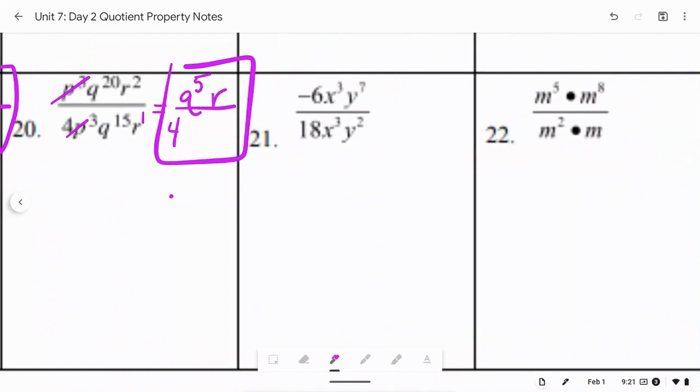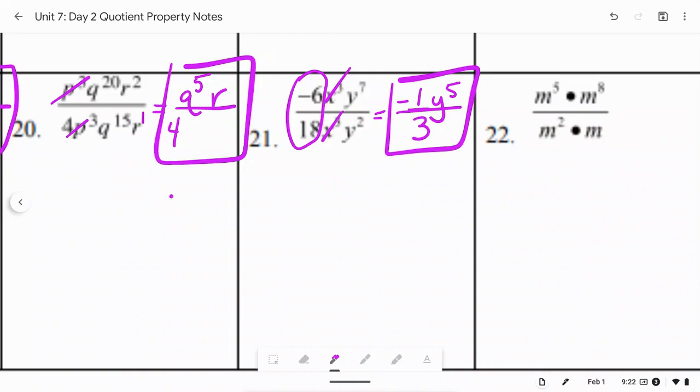In number 21, we're going to reduce negative 6 over 18 using the fraction button in our calculator. I get negative 1/3. The x's have the same exponent, so they cancel out. And then I just need to subtract the y's. So 7 minus 2 gives me y to the 5th, and I would put that in the numerator.